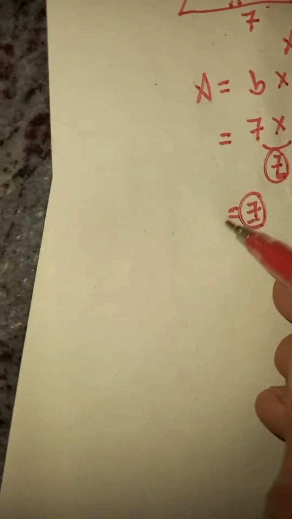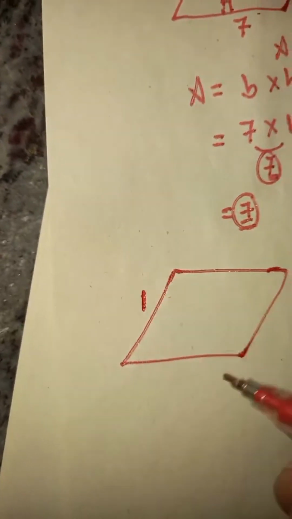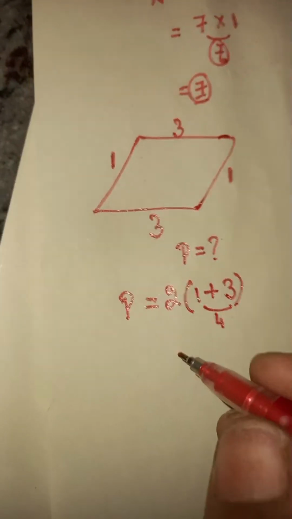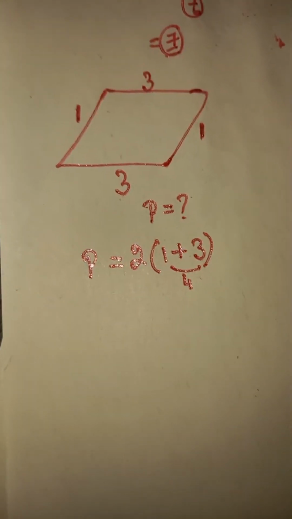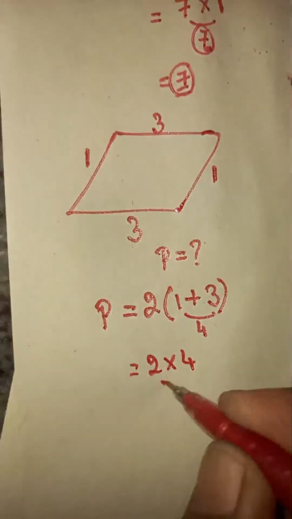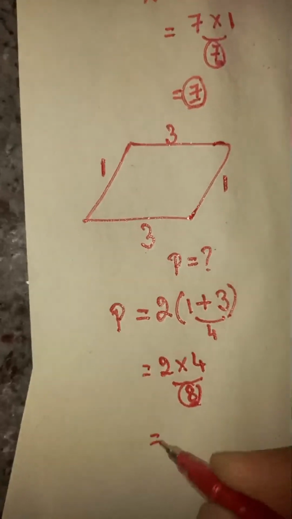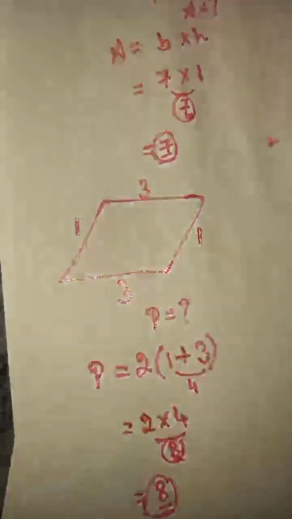Let's take another parallelogram. Here in this parallelogram, they are giving sides like this. 1 plus 3 becomes 4. So it is 2 times 4. 2 times 4 is 8 units. So 8 units is the perimeter of this parallelogram.